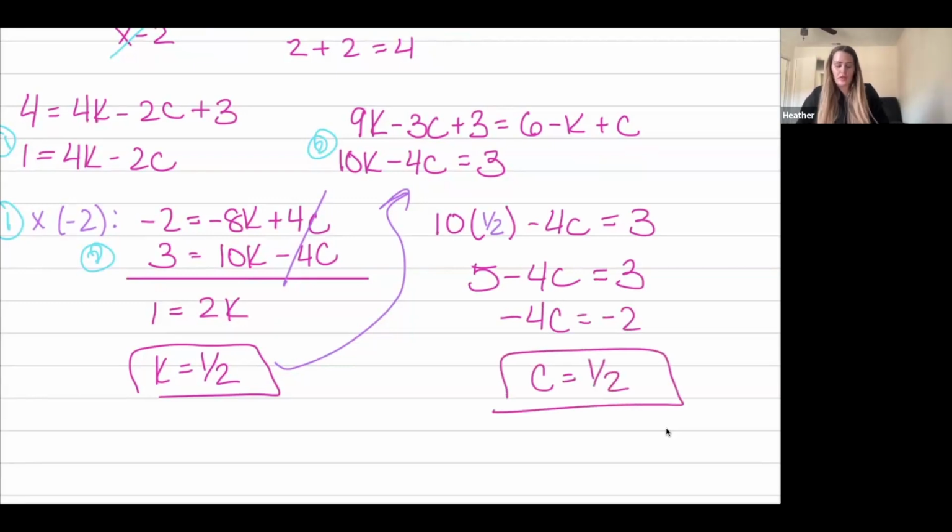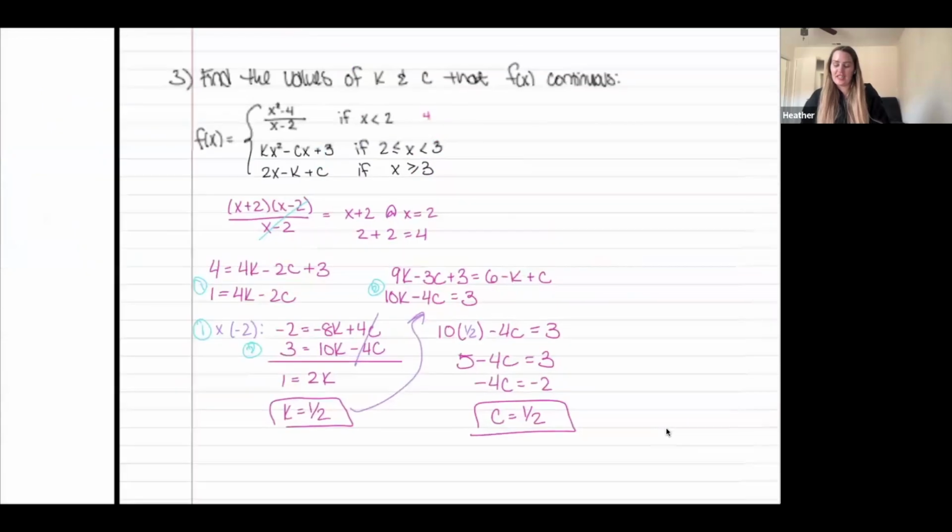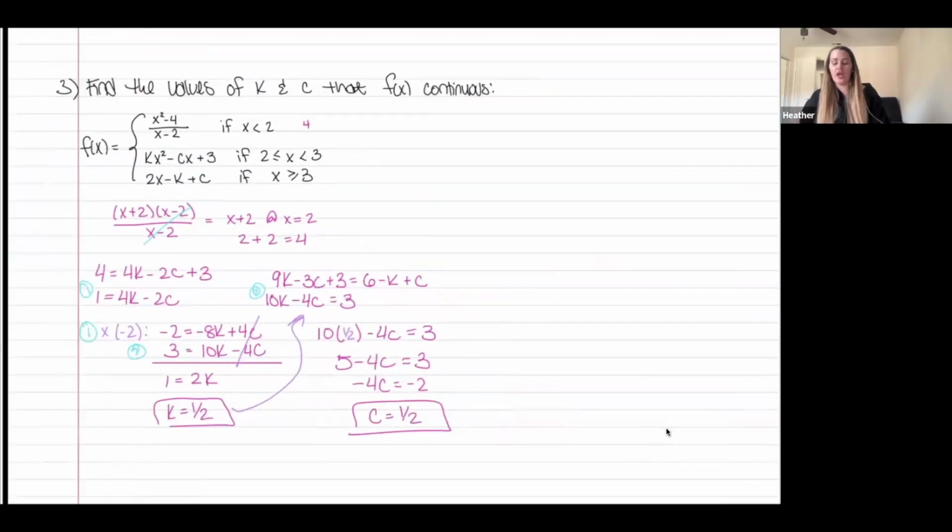Okay, weird, but that's all right. Doesn't matter. They aren't always the same. It just kind of happened with the problem I picked, which is fine. So both k and c in this instance would be 1/2 in order to make this piecewise function continuous.